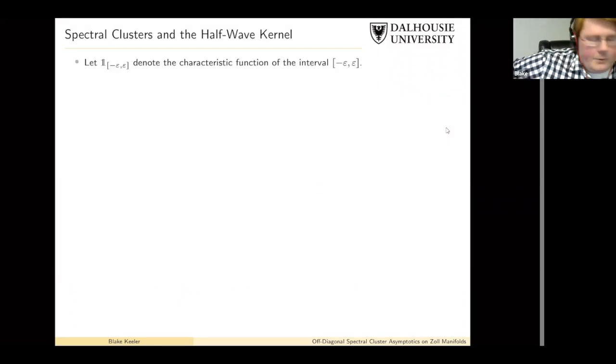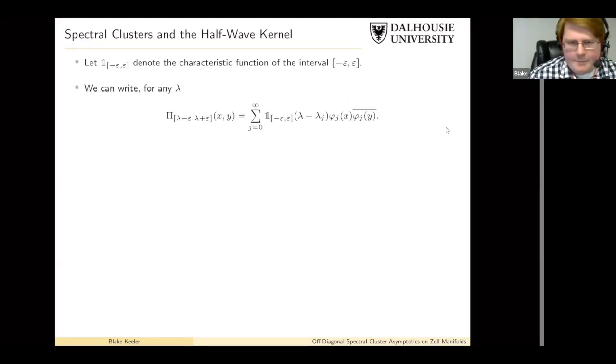The first thing I'm going to do is relate the spectral clusters to the half-wave kernel, which is a fairly standard technique in the study of spectral projection kernels, where we take the Fourier transform in lambda and end up with something that is related to the half-wave kernel on the Fourier side. I'll introduce some notation here. I'll let 1 sub minus epsilon epsilon be the characteristic function of the interval minus epsilon to epsilon. And then I will simply rewrite, for any lambda, the spectral projection onto the interval lambda minus epsilon to lambda plus epsilon as a sum over all j, where I introduce this cutoff function evaluated at lambda minus lambda j. I have done essentially nothing here other than add a bunch of zeros to my sum.